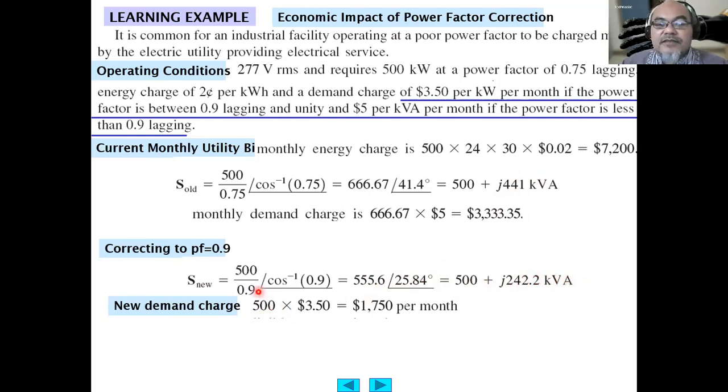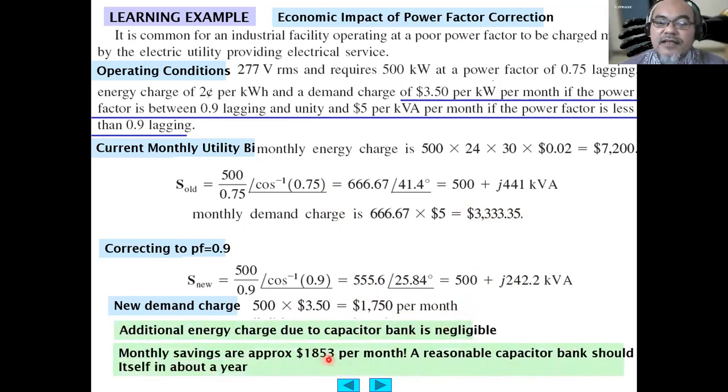The new demand charge will be, since now the power factor is increased to 0.9, they are only being charged $3.50 per kilowatt, so only $1,750 per month. So the saving that this industry can make is this amount minus this amount, $1,853 per month, just by adding a capacitor bank. And the additional energy charge for the capacitor bank is negligible, but they can save a lot.